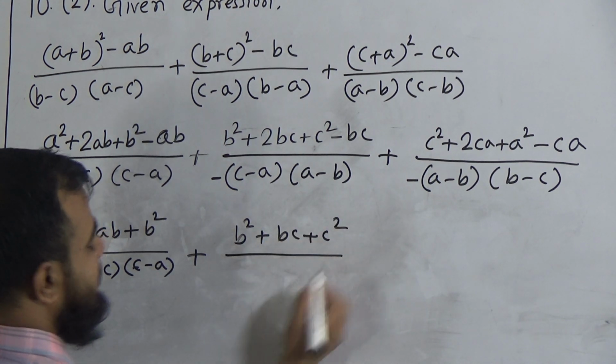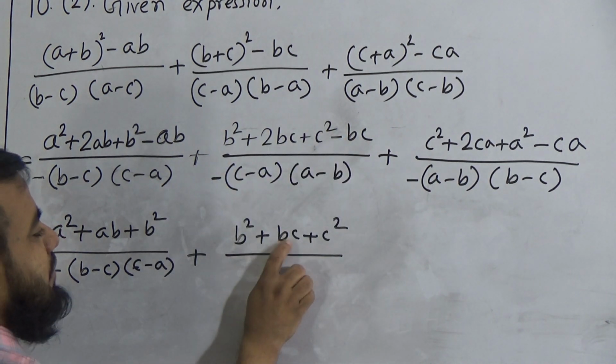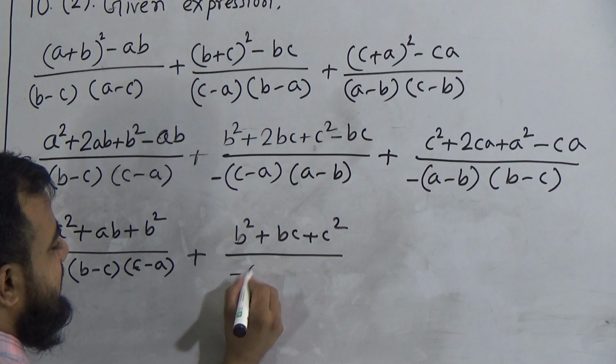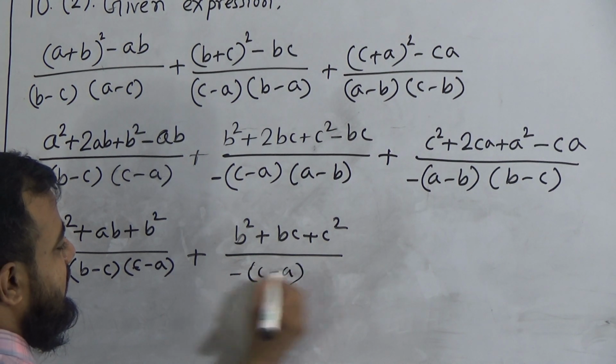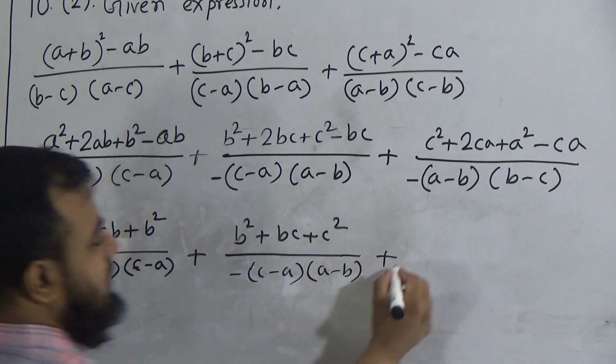It's a simple addition, dear students. From twice BC, we will subtract BC. We will have BC only. Okay, and minus C minus A into A minus B remain unchanged here. Like this, the third term.